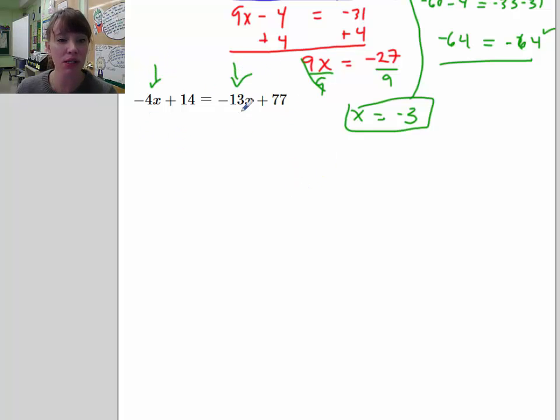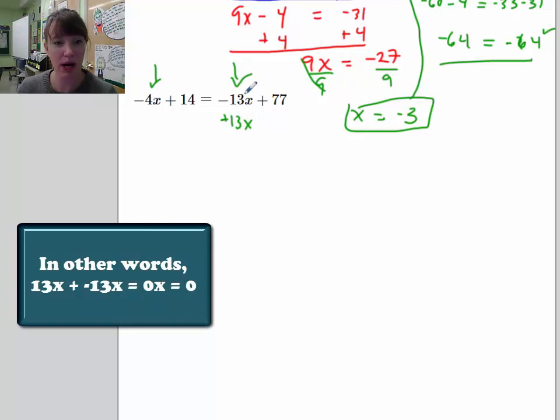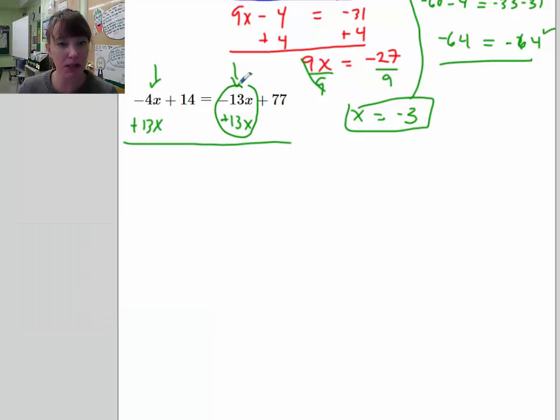What I'm going to do, strategically, is try to get a positive coefficient for x, so I'm going to add 13x to both sides. I'm adding 13x because I want to get a 0 amount of x's on this side. Since positive 13 is the opposite of negative 13, that's why I chose it. This gets me a 0, so those cancel, and I just have 77 left on the right-hand side.